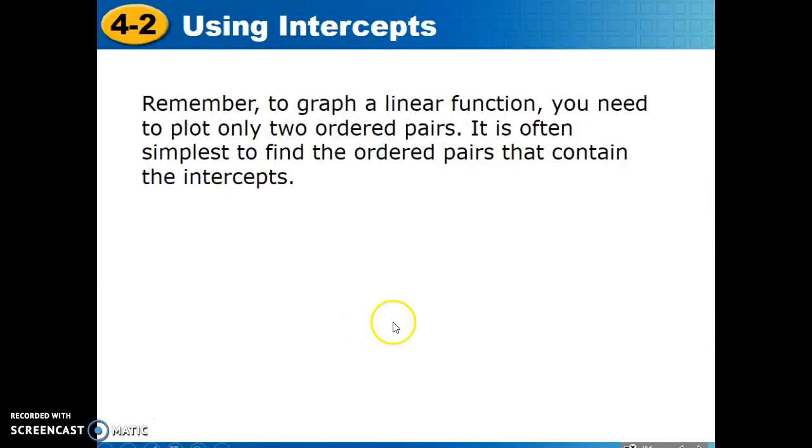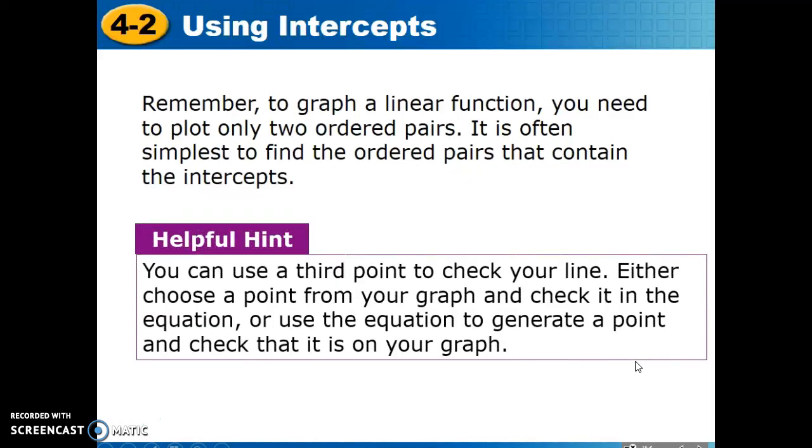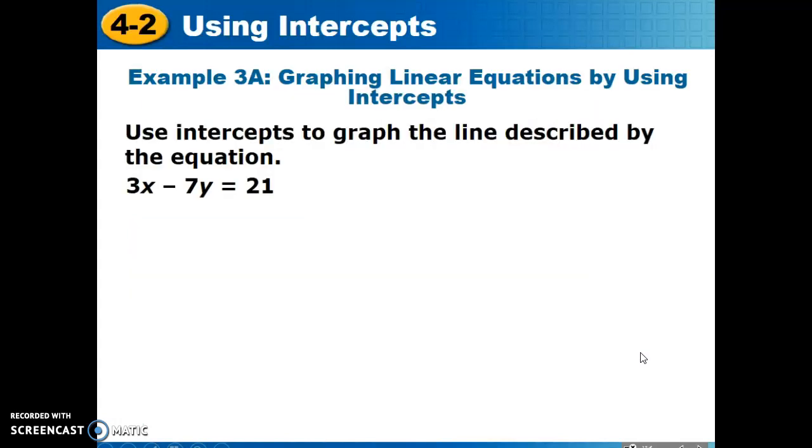Remember, to graph a linear function, you need to plot only 2 ordered pairs. That's why we're dealing with intercepts right now. It's often simplest to find the ordered pairs that contain the intercepts. You can use a third point to check your line. Either choose a point from your graph and check it in the equation, or use the equation to generate a point and check that it's on your graph.